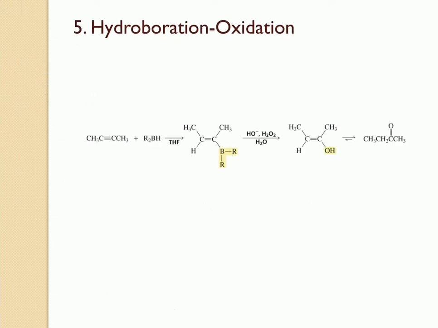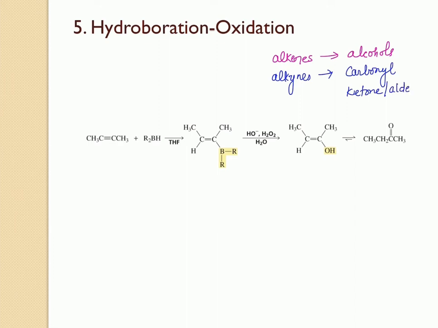So when alkenes undergo hydroboration followed by oxidation, it's going to give us alcohols, whereas alkynes, when they undergo hydroboration followed by oxidation, are going to give us a carbonyl compound. So it could be a ketone or an aldehyde, depending upon whether it's a terminal alkyne or an internal alkyne.